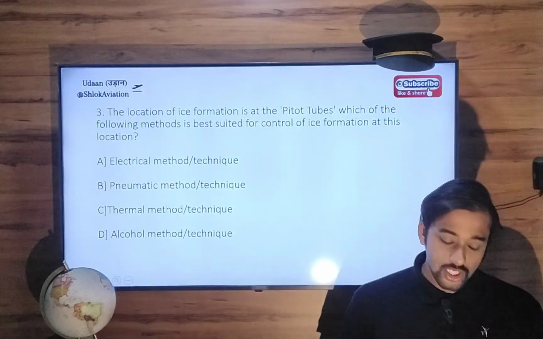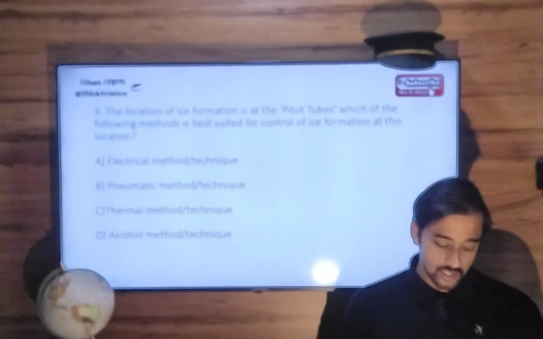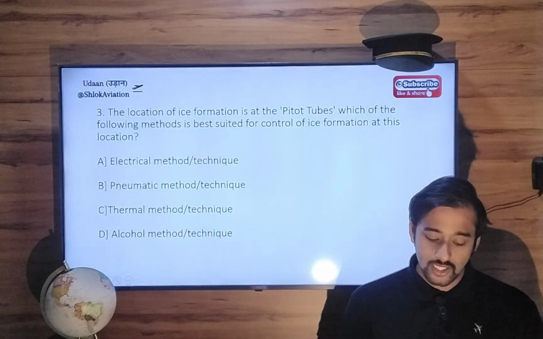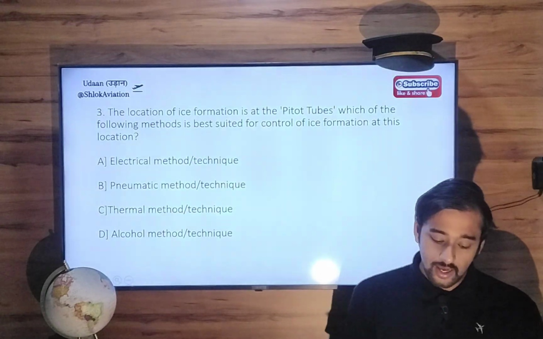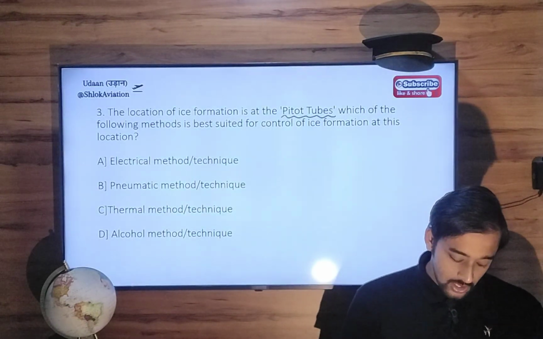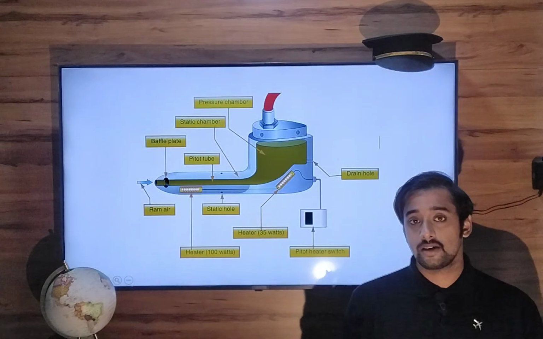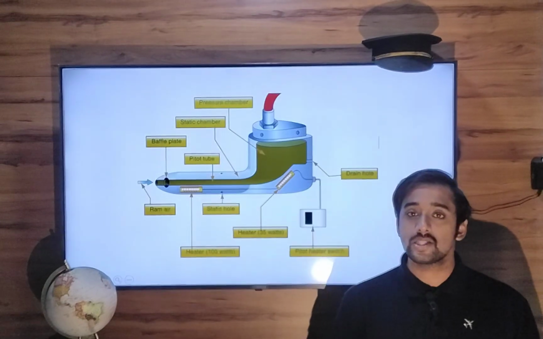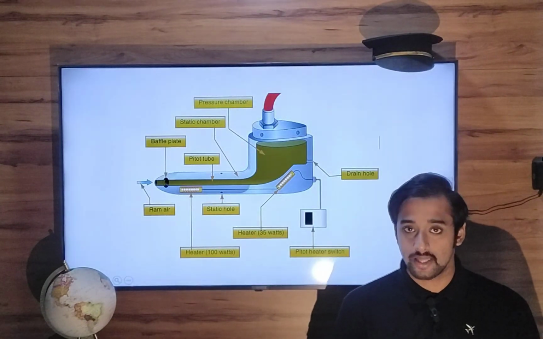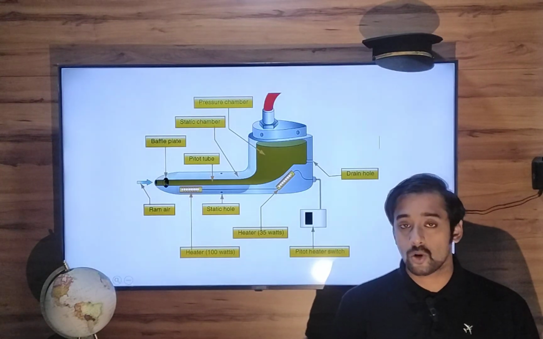Next. Question 3. The location of ice formation is at the pitot tubes. Which of the following methods is suitable for control of ice formation at this location? Now pitot tube. This is your pitot tube. All our pitot tubes, if you have flown on Cessna 172 or any other trainer aircraft, have a heating element in them, and this heating element can be activated from the cockpit.